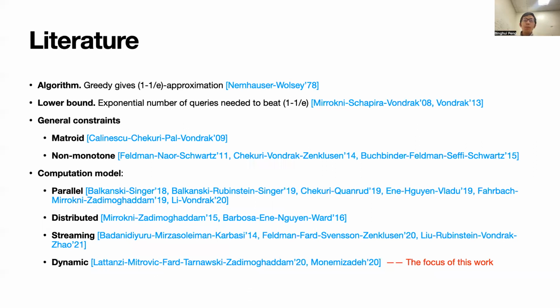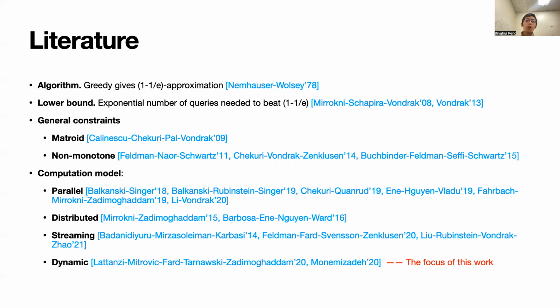Okay, so motivated by the vast theoretical and practical applications, there is a large body of literature on this problem. And the most classic result was actually given about 50 years ago, where people discovered that the greedy algorithm gives a 1 minus 1/e approximation. And it's also proved that this is essentially the best one can hope for, because an exponential number of queries is needed to beat this 1 minus 1/e approximation.